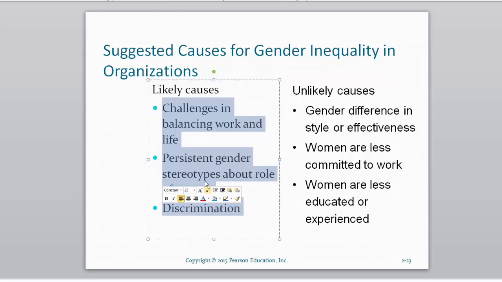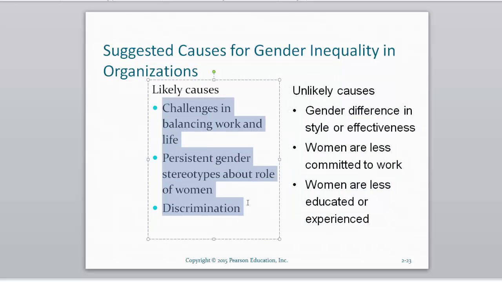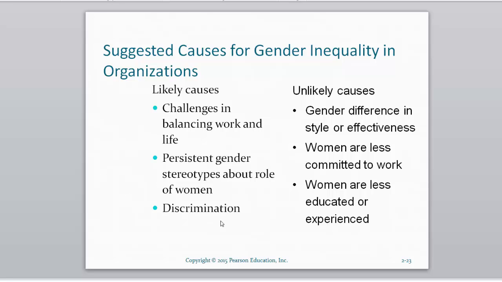Okay, because there's discrimination, because there is stereotyping, and also because women are still expected to take care of the house, the kids, there's gender inequality in organizations. But if someone tells you that there is gender inequality because females are not effective, females are not committed to work or less educated, that's completely wrong. Okay, that's rejected. So these three are rejected, but these three are the true causes. We have to get rid of this discrimination and stereotyping to establish gender equality in organizations. This is not just specific to United States, this is for the whole world.